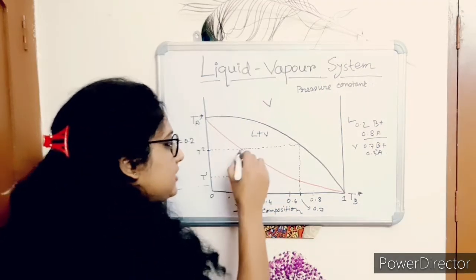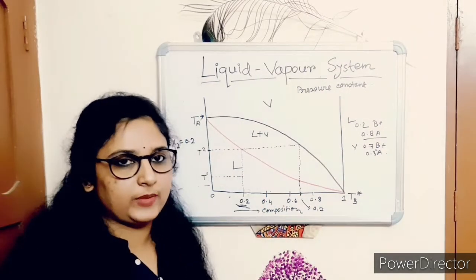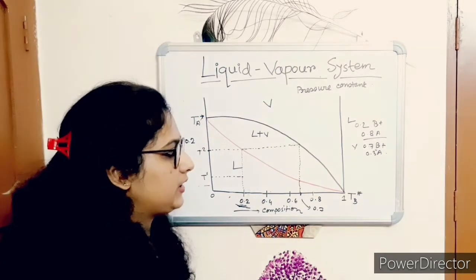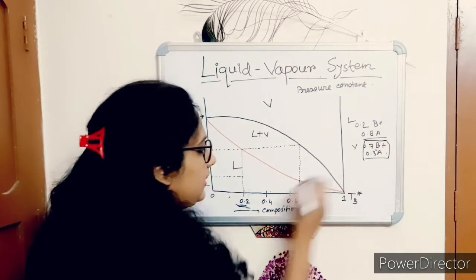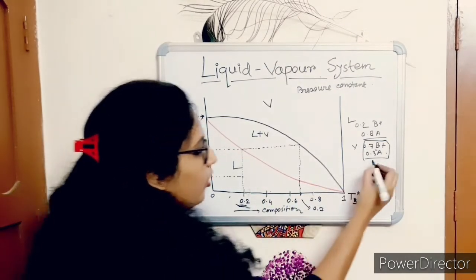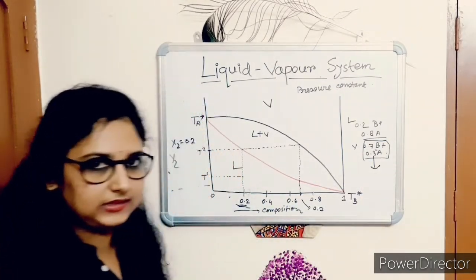Okay, so at this point you have to collect the vapor state. By collecting the vapor state, what is the composition of the vapor state? You can get that from this phase diagram. So the composition of the vapor state is like that.